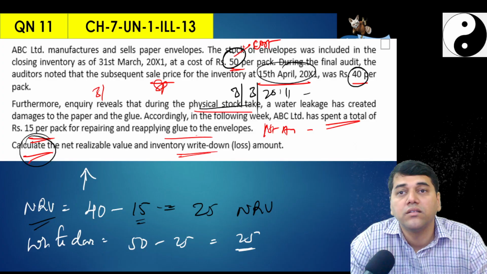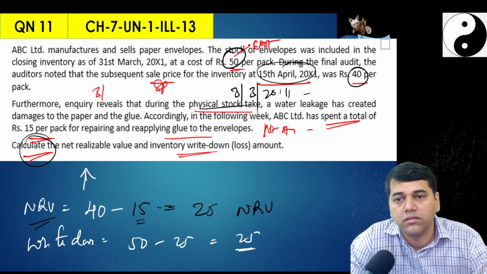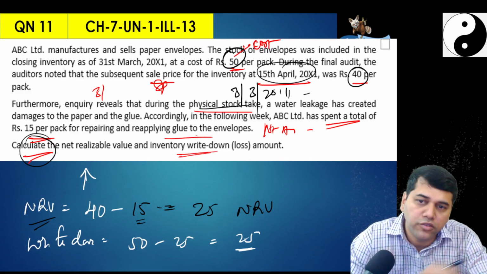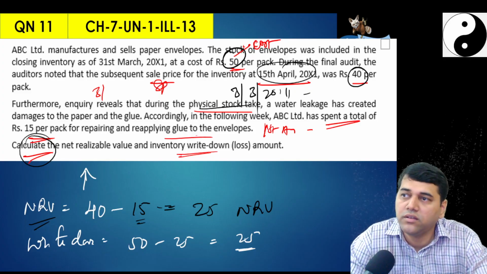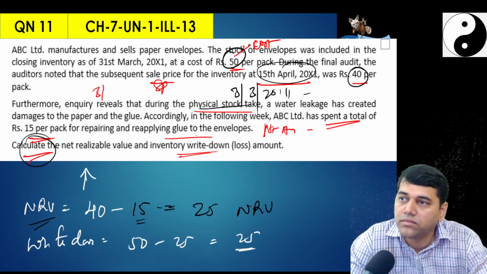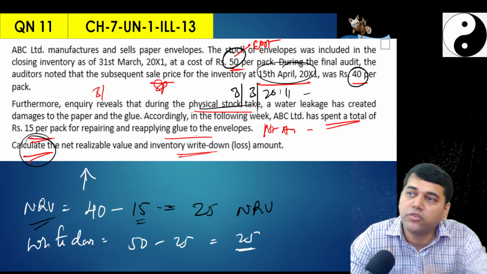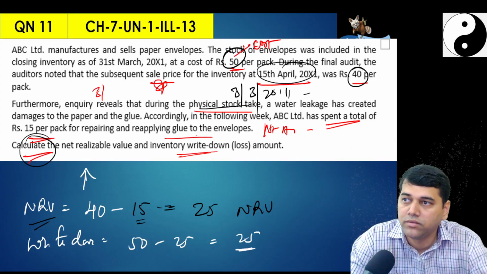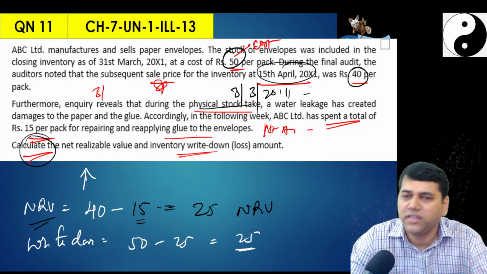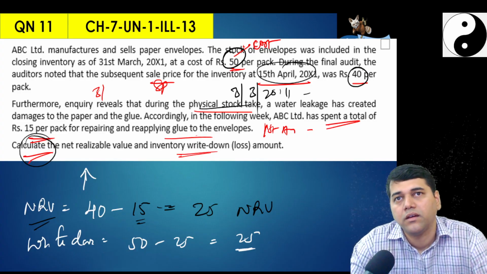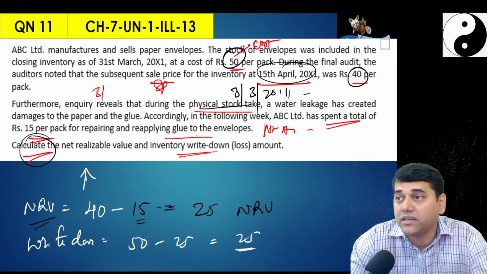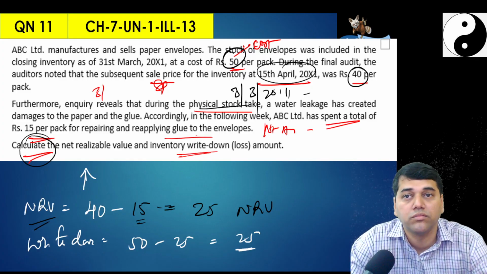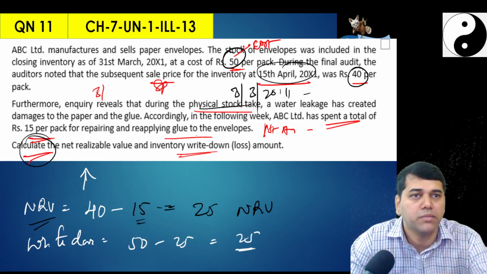We can assume it to be on the date, on 31st March, because the damage has already happened. See again, there can be different things. Maybe it's a damage. Whatever, the market price itself has gone down. Forget about the damage, the market price itself has gone down.